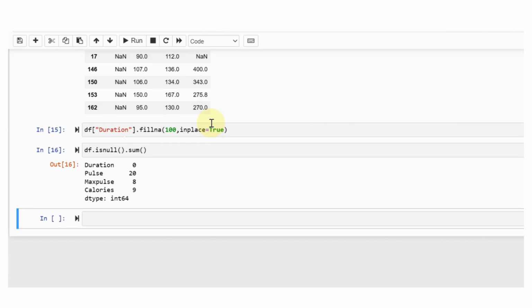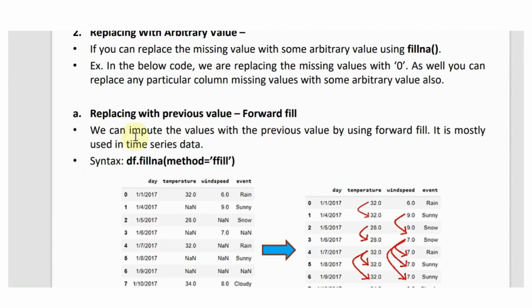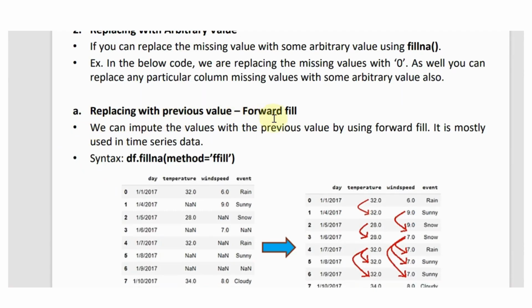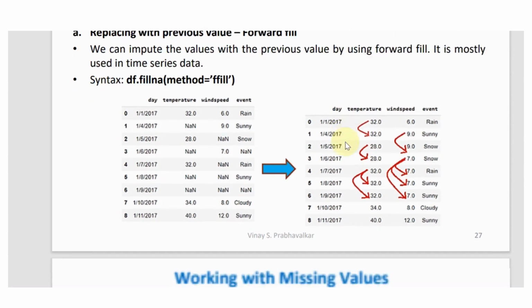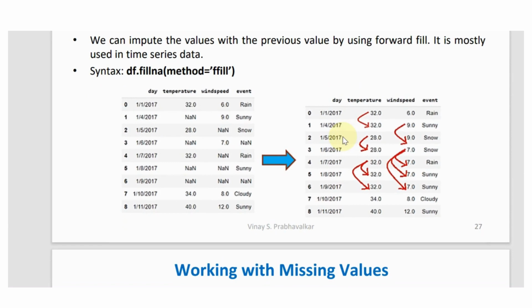Now second is replacing with the previous value, which means forward fill. Now let's go to the theory part. You can impute a value with the previous value by using forward fill. It is most used in time series data, based on historical data. Time series data is data over time, based on historical data.